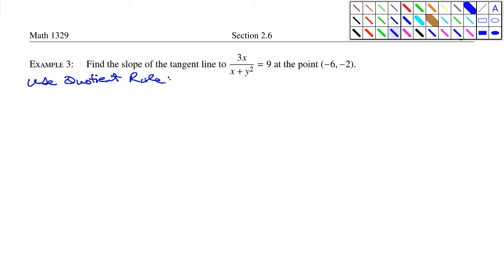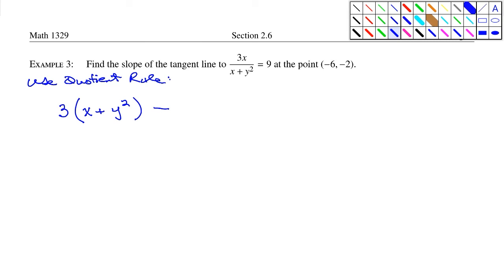So we take the derivative of the top. The derivative of 3x is 3, times the bottom unchanged. So notice that since the bottom is unchanged, we did not need the dy/dx in this part. We did not actually take the derivative of y. We're just using the y unchanged.